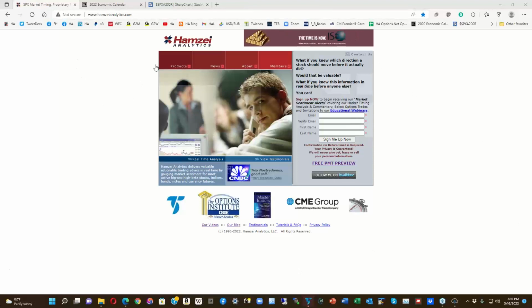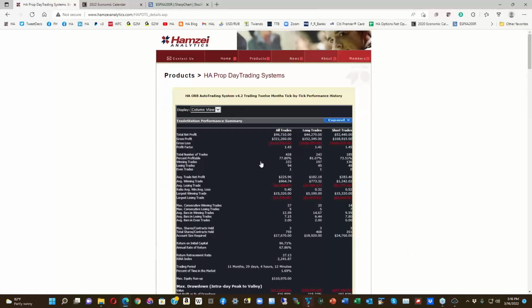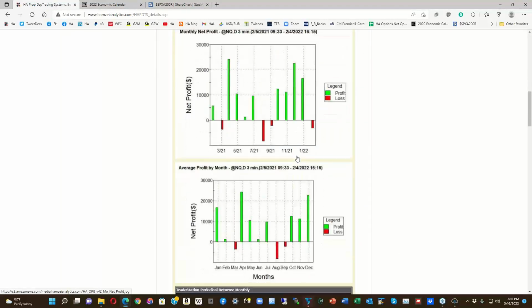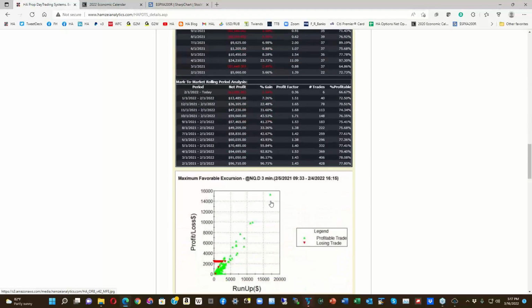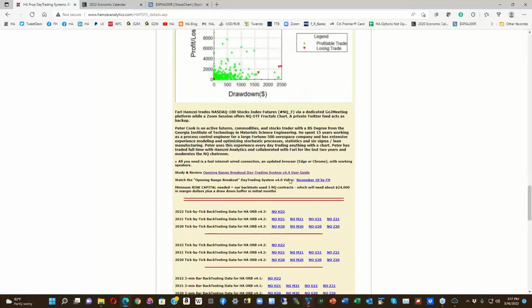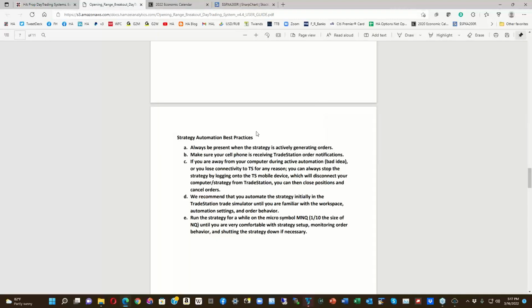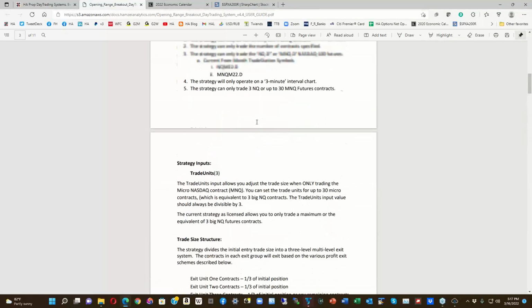If you go to our products page, 4.4 is here, not in the results yet. We have an issue. We don't know what the numbers are because of the data coming in from TradeStation to test 4.4. We have done 4.3. 4.4 just released. This is our breakout system, and it's out there. Okay, the manual is posted.